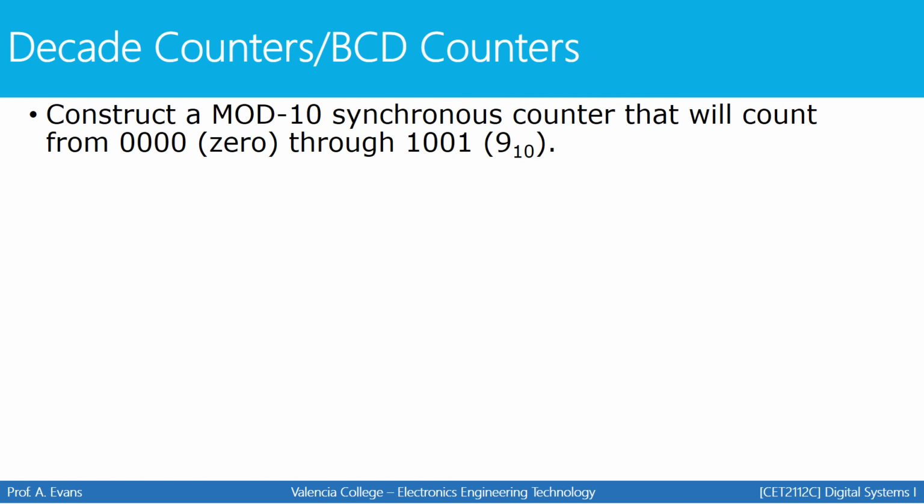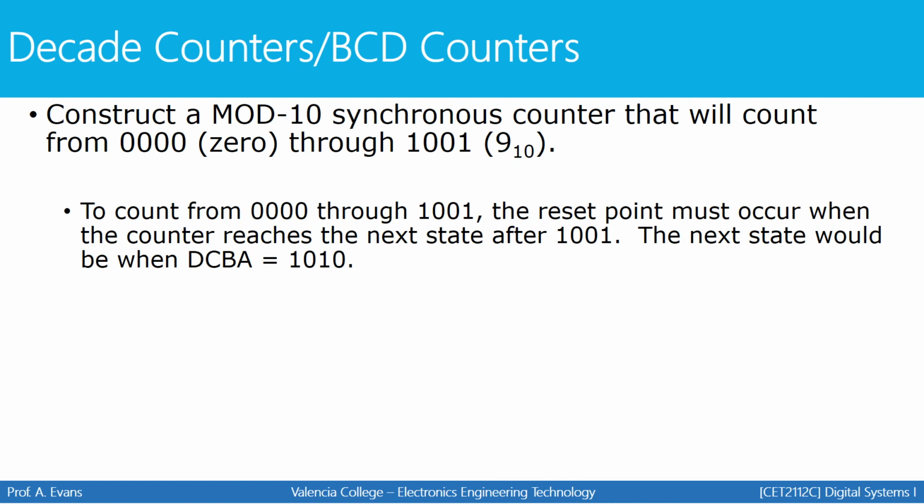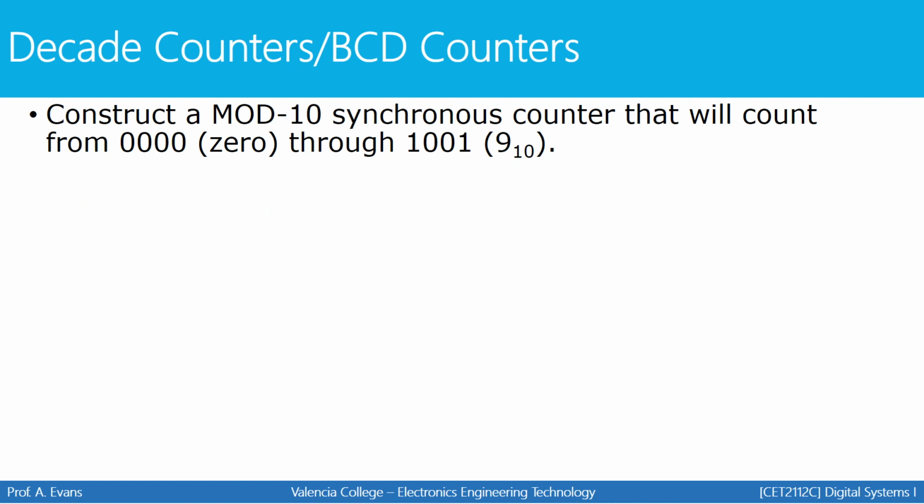So next we're going to construct a mod 10 or a BCD synchronous counter that will count from 0 through 1001. So I want you to try to solve this by yourself. Try to draw the mod 10, make sure it's a synchronous counter, and figure out what has to be connected to the NAND gate in order to make it count from 0 through 9.